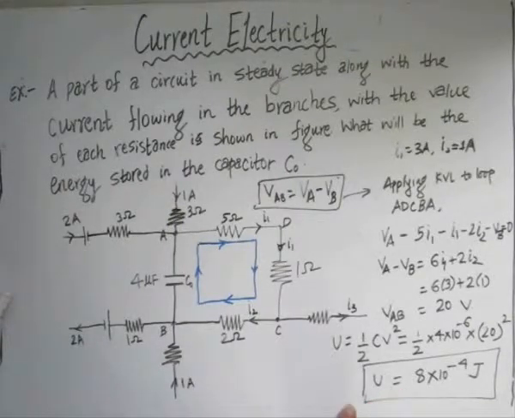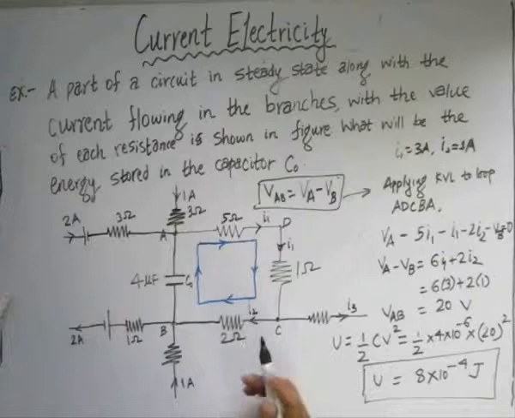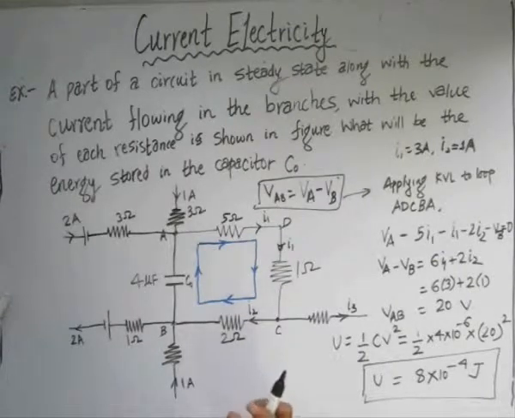Now this example illustrates the application of how we'll be using KVL and KCL to determine the value of unknown currents or the unknown potentials across the resistors in the circuit.